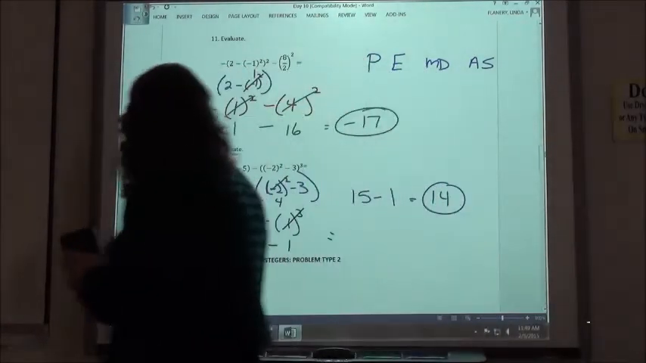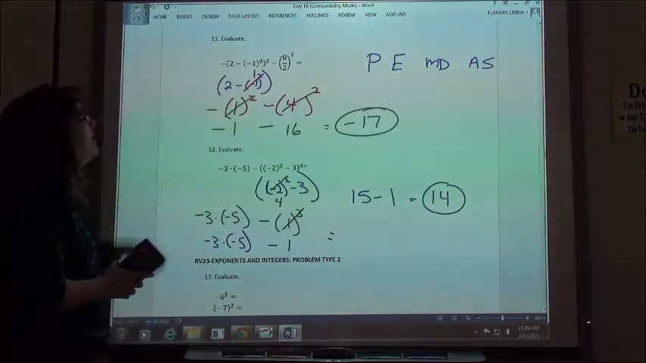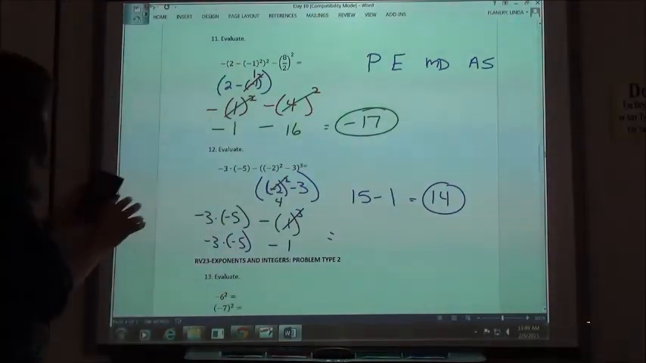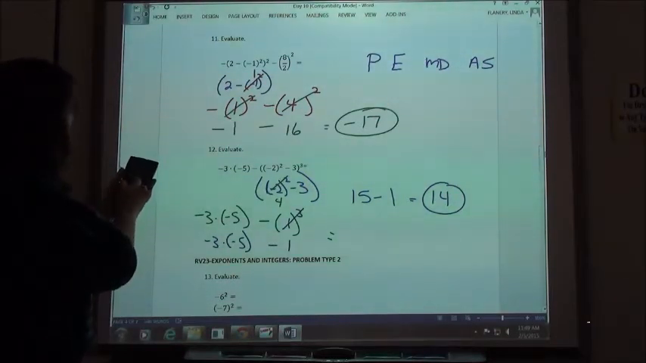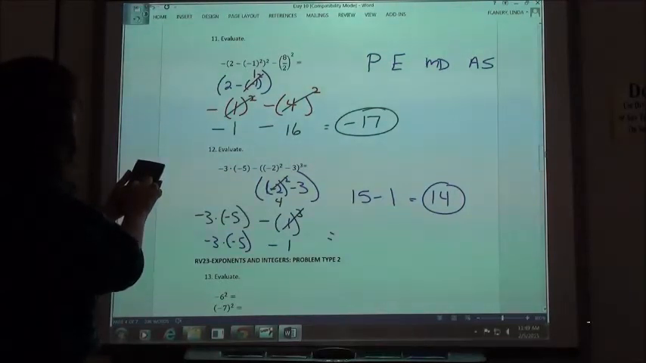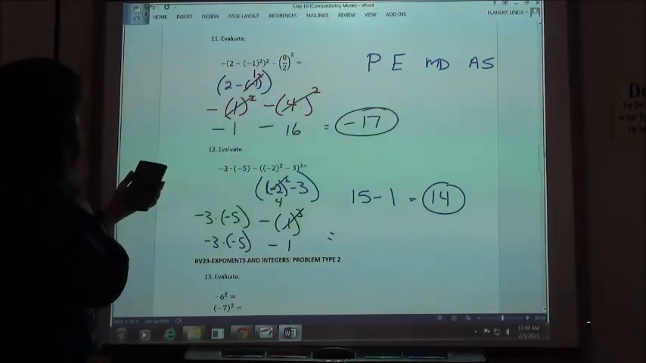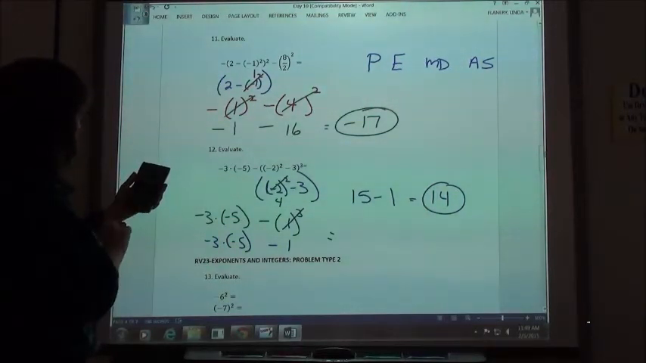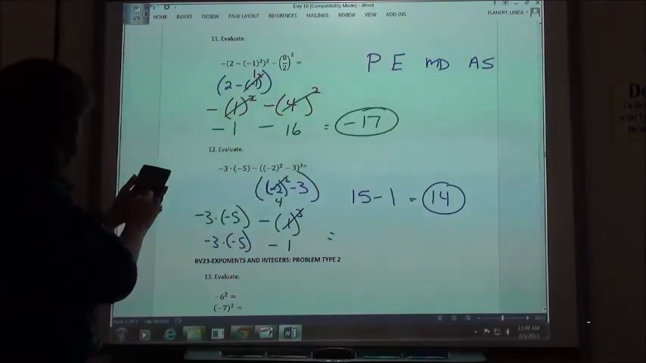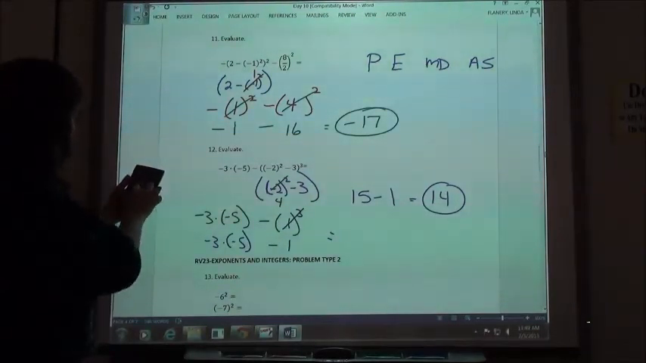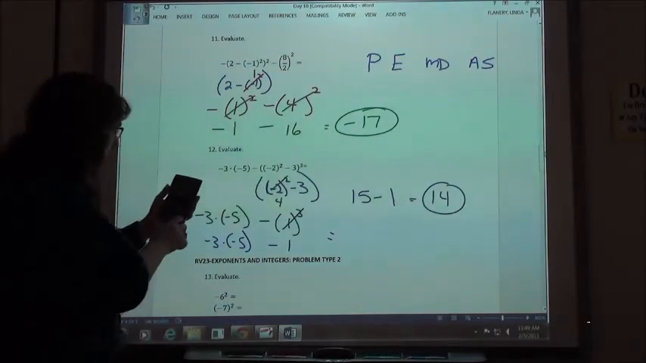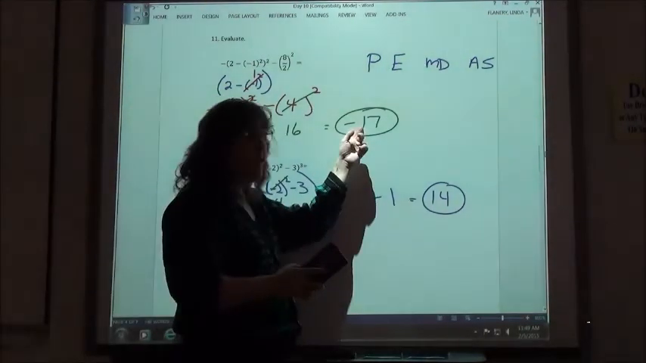So I'm grabbing my calculator. I'm going to punch this in as close as possible to how it looks. So minus sign in front, or negative, parentheses. 2 minus, in parentheses, negative 1, close my parentheses. That set of parentheses is squared. Close my parentheses again. That set of parentheses is squared. Minus, in parentheses I have a fraction, 8 over 2. Close my parentheses. That set of parentheses is also squared. Hit equals. My calculator says negative 17.